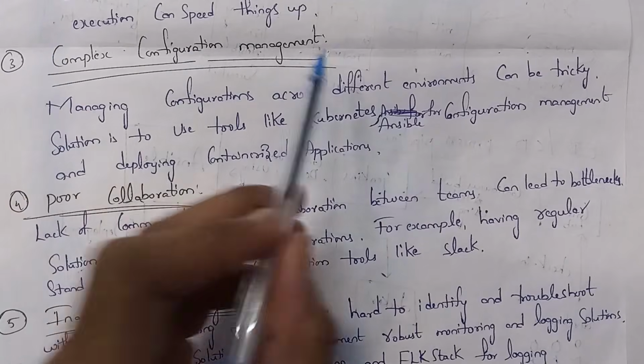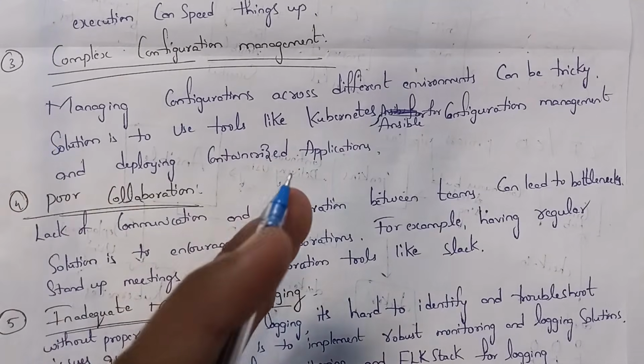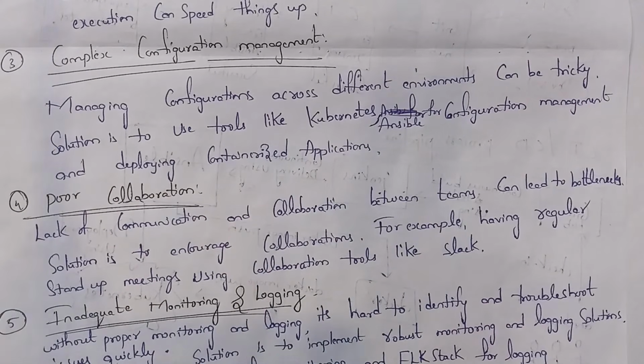The third one is complex configuration management. Guys, manually configuring a server is very tough. So in DevOps, we will use a tool like Ansible in order to automatically configure our server. So it will save our time. And the fourth one is poor collaboration. Guys, in DevOps, the development team and operations team must both collaborate with each other and complete the work. So for this, they can conduct daily meetings and interact with each other.